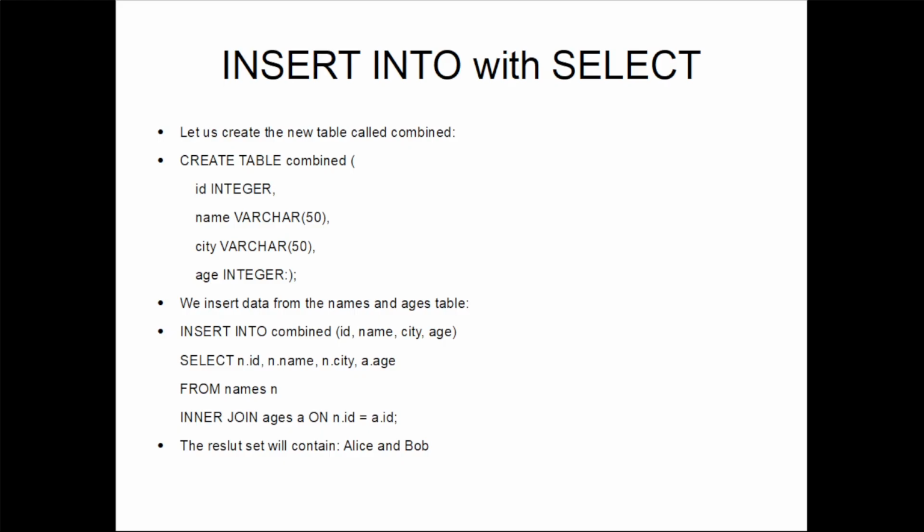This SQL statement inserts data into a table named combined, by combining data from the tables names and ages. The insert into combined part specifies that data will be inserted into the combined table. The select statement retrieves data from the names and ages tables. It pulls the ID, name, and city columns from the names table, and the age column from the ages table. The inner join combines the names and ages tables based on matching ID values. There will be only two names with ages in the combined table, Alice and Bob. These are the only two records with the same ID in both tables.